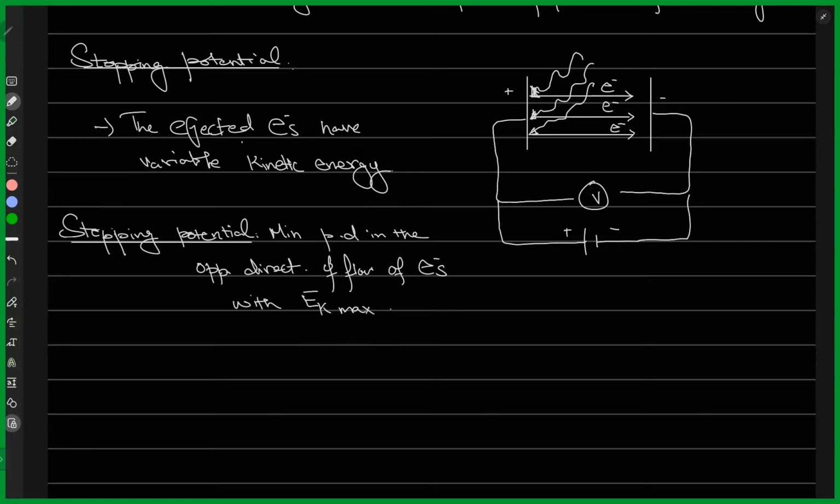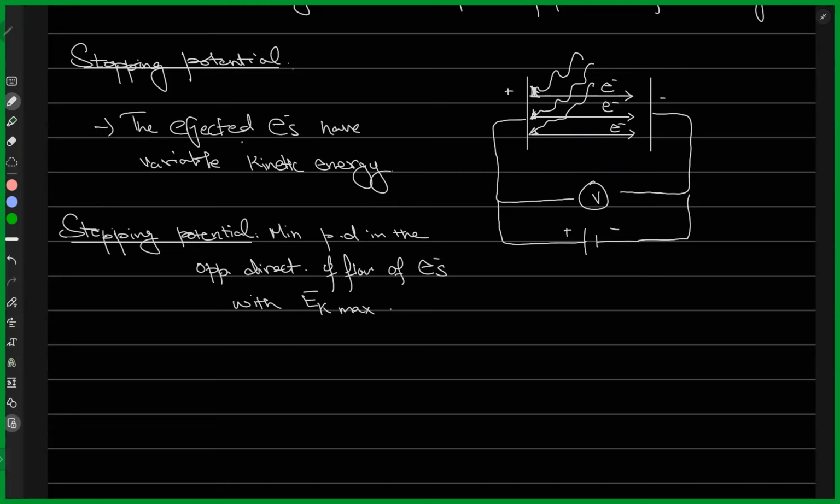Right. So that's what stopping potential is. What we're doing is applying a potential difference across these plates, which is of opposing nature with respect to the motion of the electrons. What that does is slow down the motion of the electrons and eventually tries to stop the motion entirely. Now, what happens if I increase this potential difference and keep on increasing it?